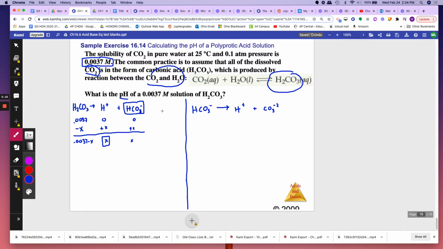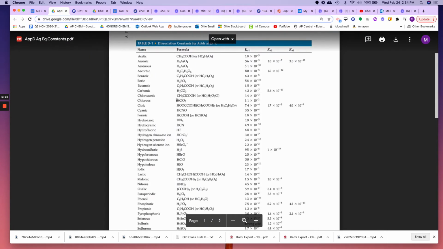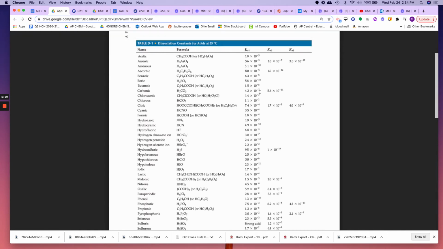So they didn't give it to me in the problem, so you must check the appendix. Okay, Appendix D has H2CO3, carbonic acid, at 4.3 E negative 7. The second one is 5.6 E negative 11. That's a difference of 10 to the negative 4. That means the second one is barely going to come off. So let's first deal with the first H+, 4.3 E negative 7.